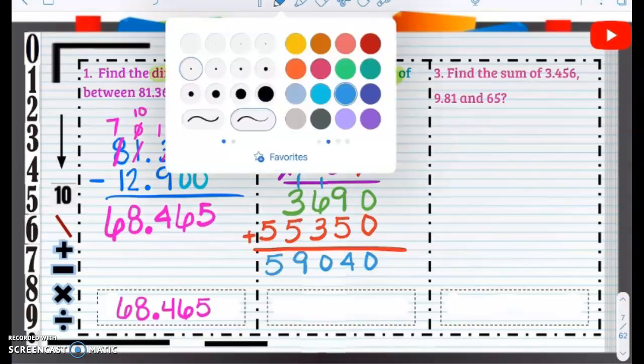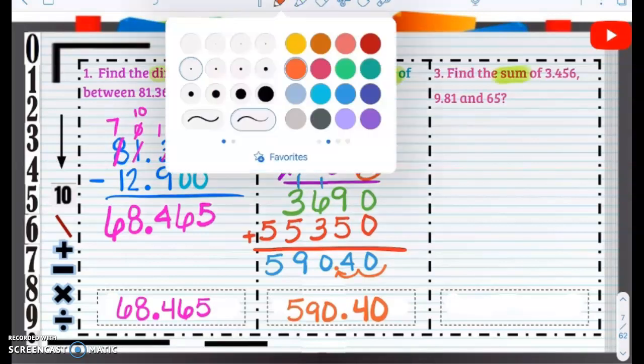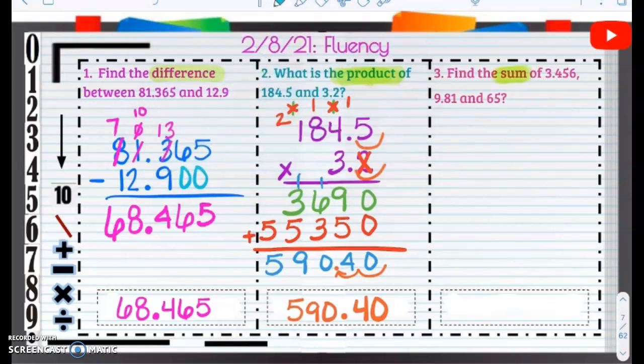Don't forget our decimal. So let's see how many spaces that decimal goes in. It goes in 1, in 2. So our answer is going to be 590 and 40 hundredths. All right, sum. Last one, sum. That means we're going to add them. And when we add them, we are going to line up our decimals.